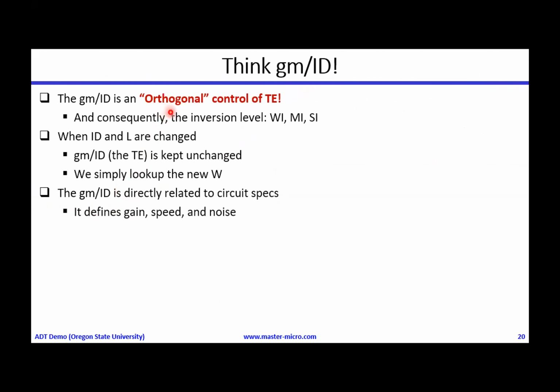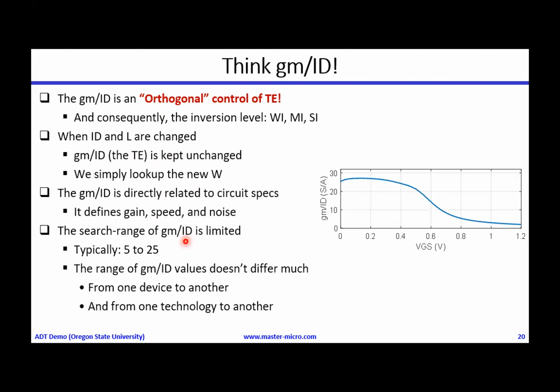And the great benefit of using the gm/ID as your design knob is that now you have an orthogonal control of the transistor efficiency, which means that if you pick a specific gm/ID, then you are picking a specific bias point for your device, you are picking a specific spec for your device. No matter if you change the bias current or the L, the gm/ID remains fixed, and in the background, you just look up the new W that guarantees that this is satisfied. So you are selecting a parameter that defines the gain, the speed, and noise, and again, it is an orthogonal control of the efficiency.